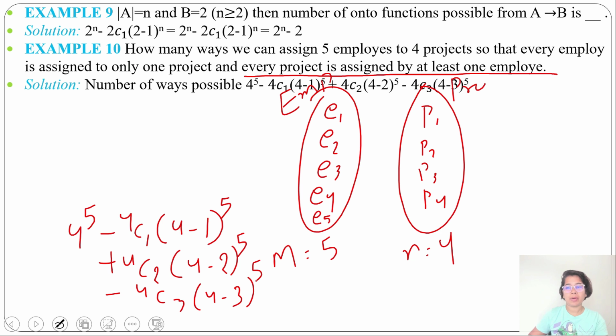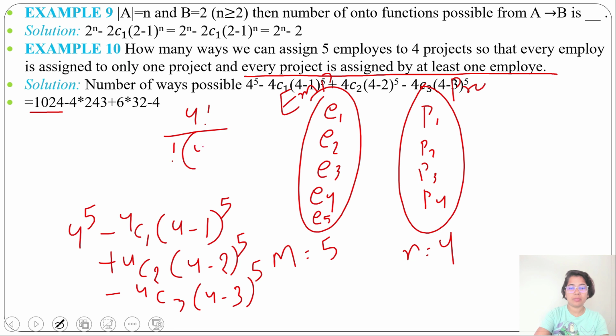So 4 power 5 will be 1024. Then 4c1 will be 4 factorial divided by 1 factorial times (4 minus 1) factorial. 4 minus 1 is 3 factorial. So it will be 4. Then 4 minus 1 is 3, and 3 power 5 is 243.